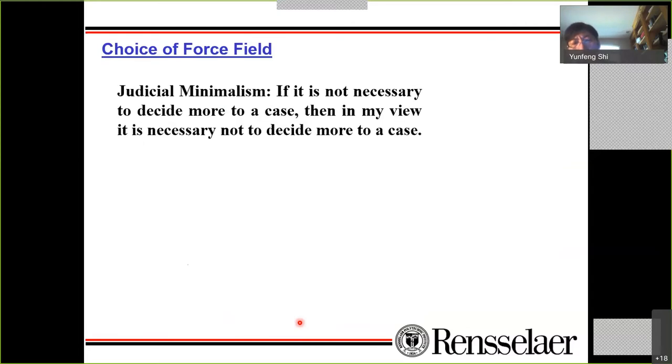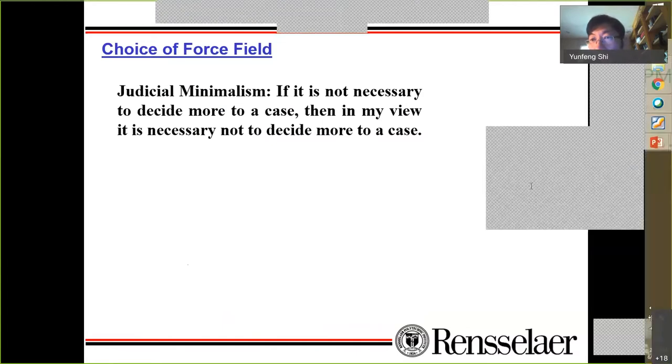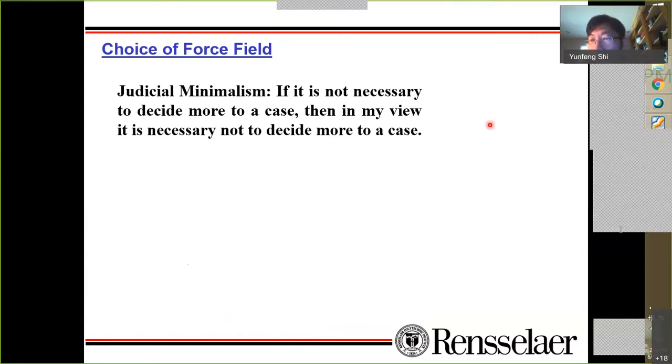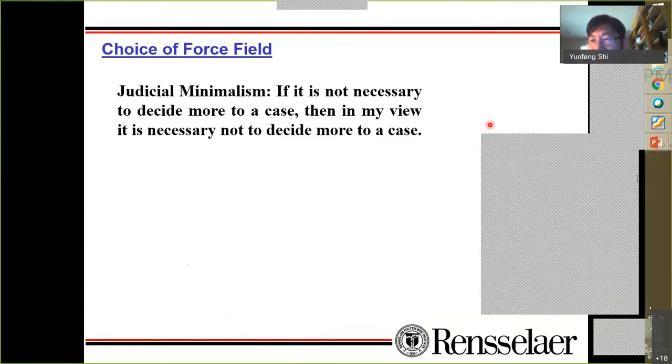So I'm going to invoke a quote, judicial minimalism. If it is not necessary to decide more in a case, then in my view, it is necessary not to decide more in a case. Anybody know who said this? I'm going to open up chat. There's a question. Okay, let's see, anybody know who said this?